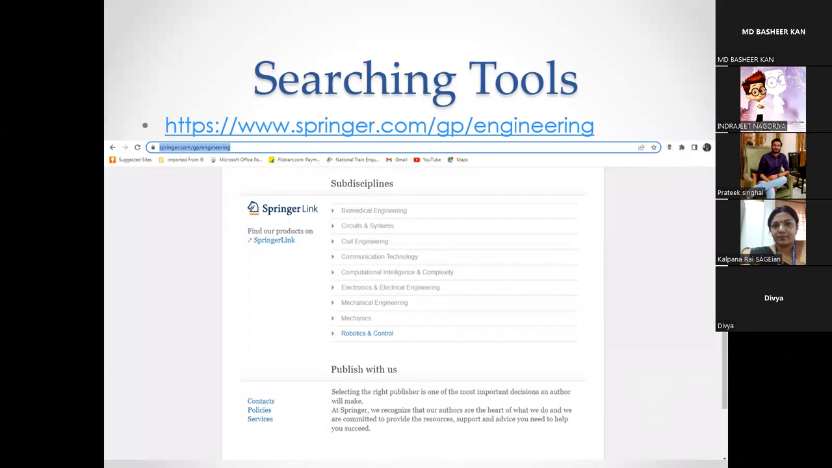You can go for Elsevier. Springer and Elsevier definitely have that collaboration. So you can try to grab the papers from springer.com. You will get all those papers, and all papers will be of high quality.